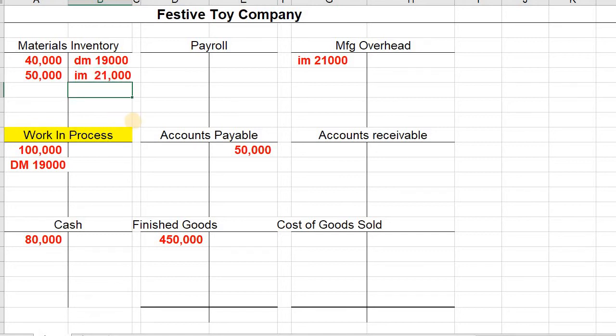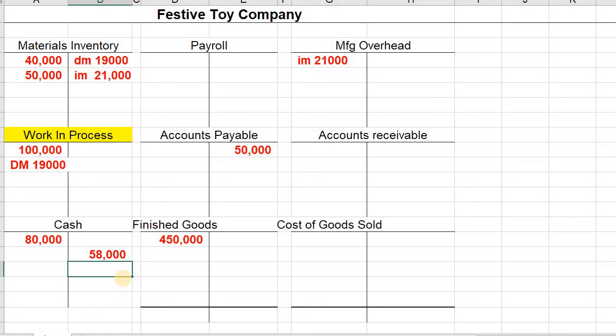Number four, incurred total labor cost of $58,000, which is paid in cash. So what are we going to do? We're going to pay cash of $58,000. I'm going to put it right here. Now, where is that going to go? Well, we paid $58,000 in cash, right? Let's see if we can learn more.